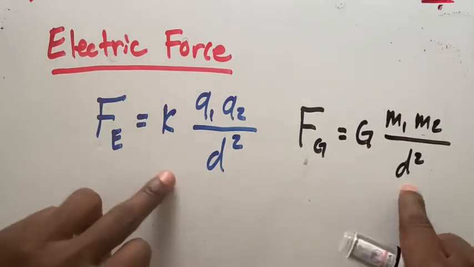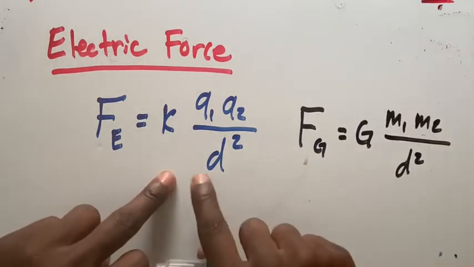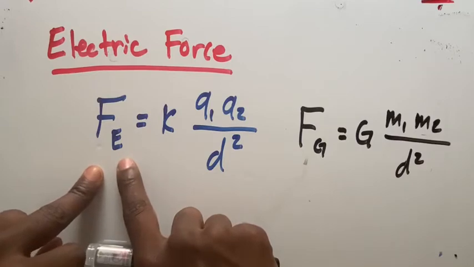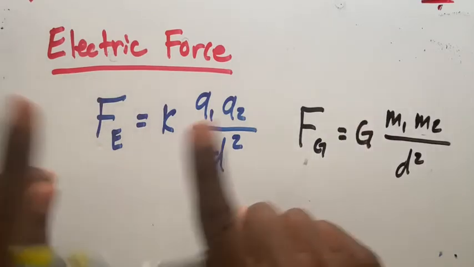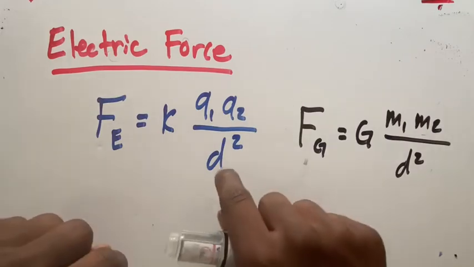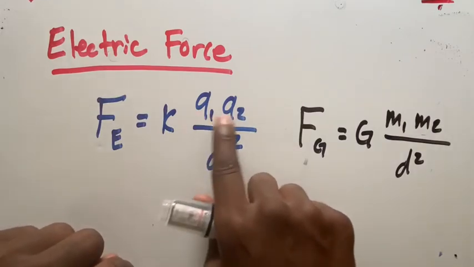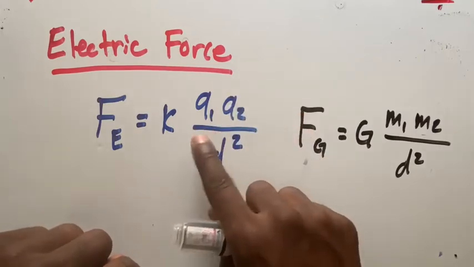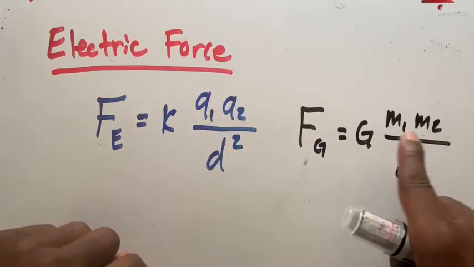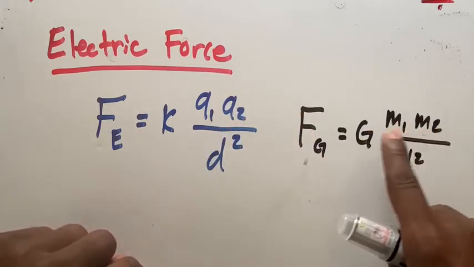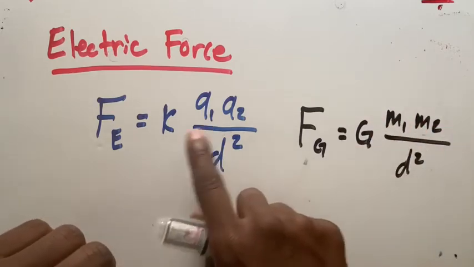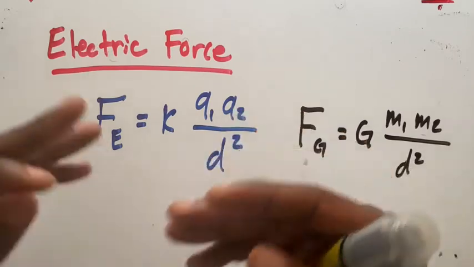But the only difference here is that the electric force can either be attractive or repulsive, right? Because charges can be either plus or minus, whereas masses can only be positive. You can only have a positive mass. You can't have a negative mass. Whereas with charges, you can have negative charges and positive charges.